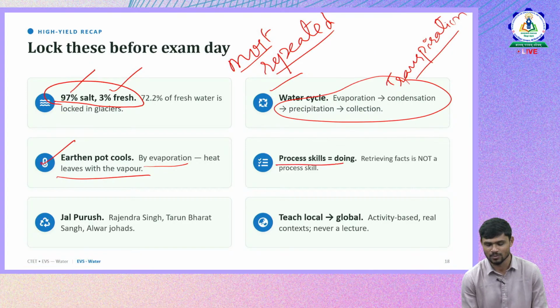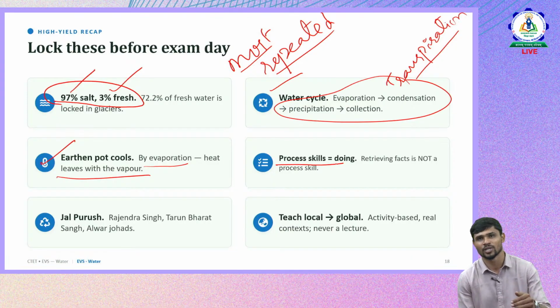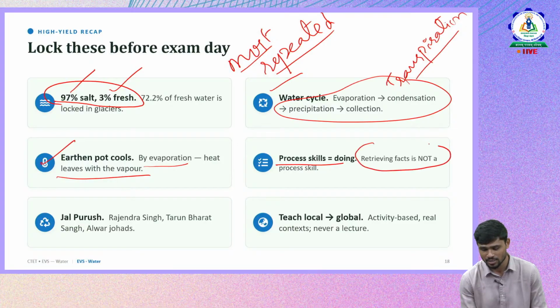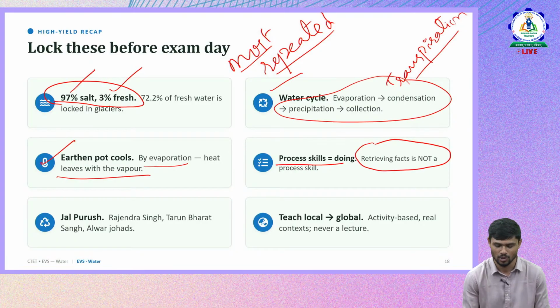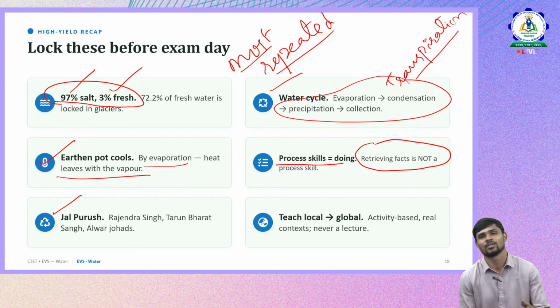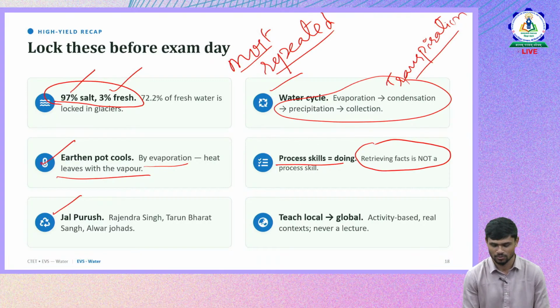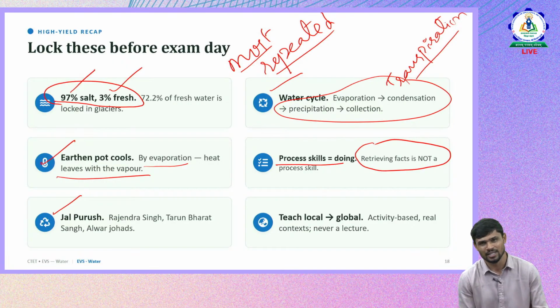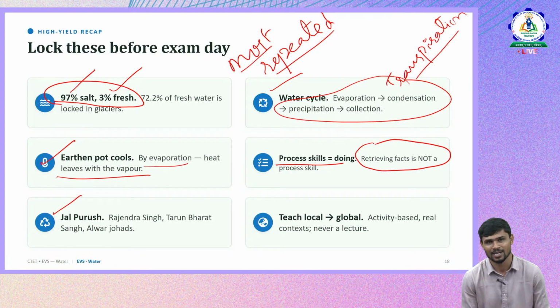Then they also asked about process skills. Process skill is something like doing and also thinking. In this context, remember always that retrieving facts, just memorizing and remembering, is not at all a basic process skill. Then there is Jal Purush, how different people in the past came up with innovative ideas to conserve water. We didn't discuss any question regarding that, but please see the best water practices that were there and that are there now. Questions will come on that also.